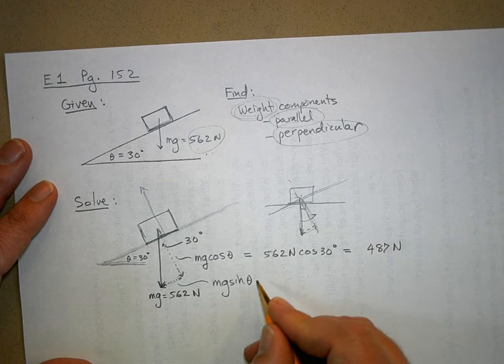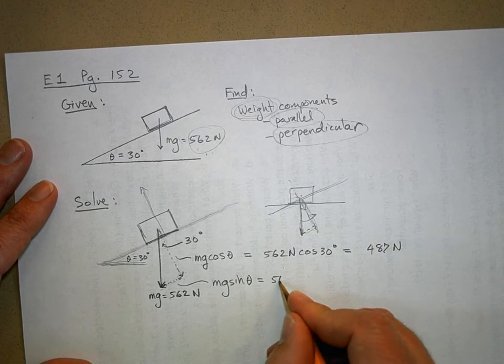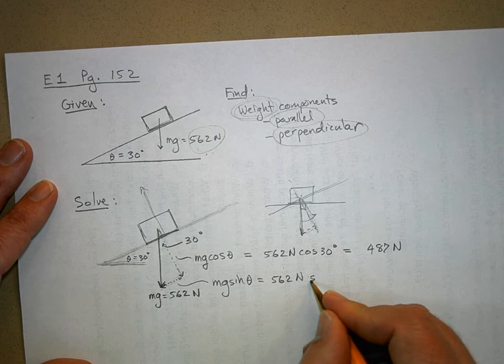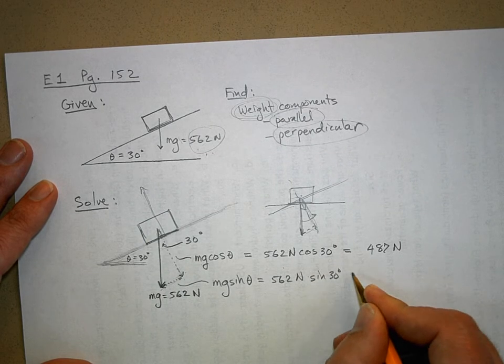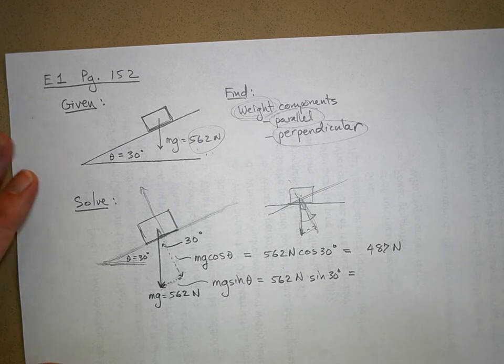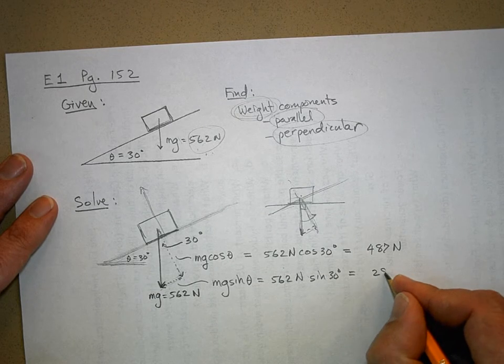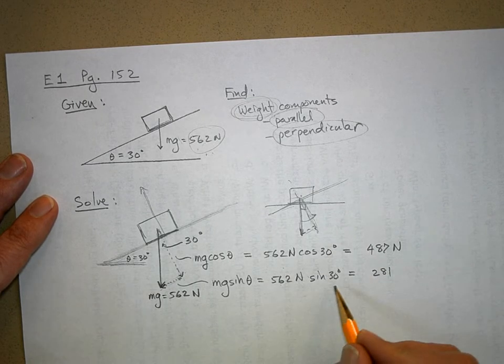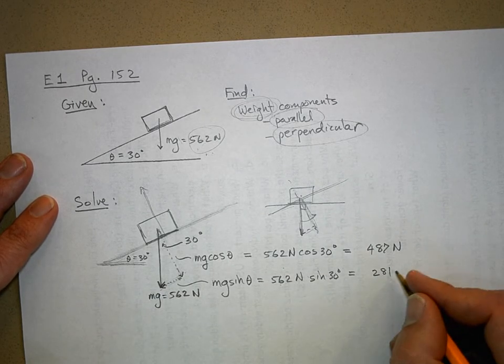And this is 562 newtons times the sine of 30 degrees. And that's going to be equal to, if you plug that into your calculator, you will get 281. Or just divide that by 2, because the sine of 30 degrees is 1 half.